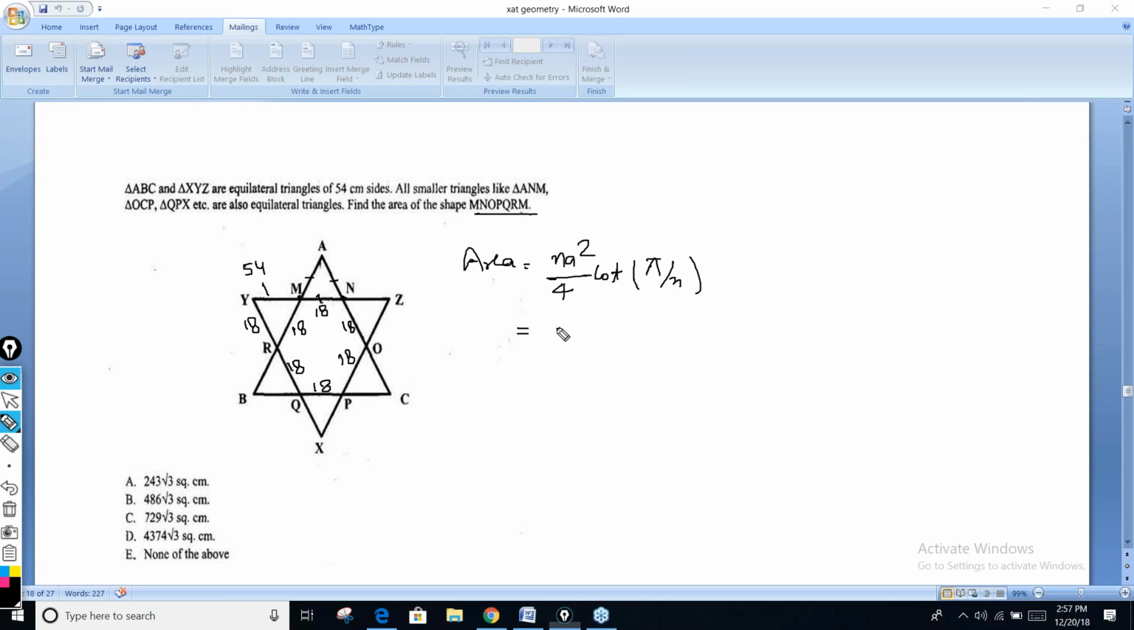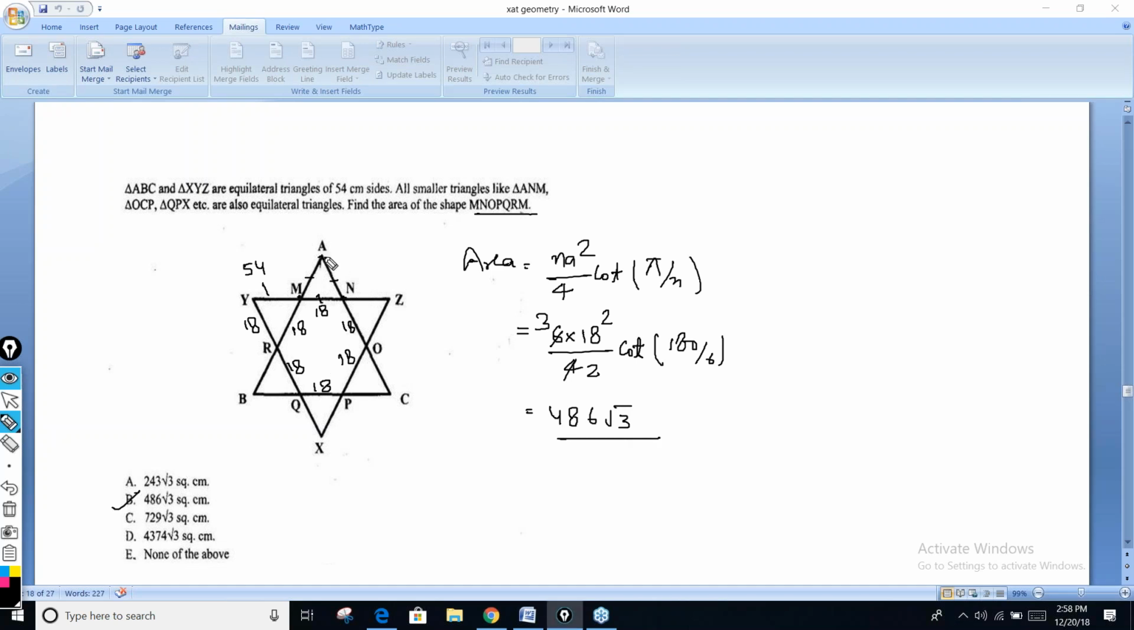So if I put in the value of n here, that is the hexagon, side is 18, divided by 4, cot 180 by 6. So that is cot 30, and that is 2, 3, 324, 162, 162 into 3 comes out to be 486. And that is cot 30. Cot 30 is nothing but root 3. So that is the answer. Directly you can get it.